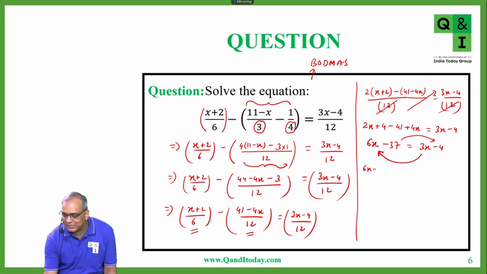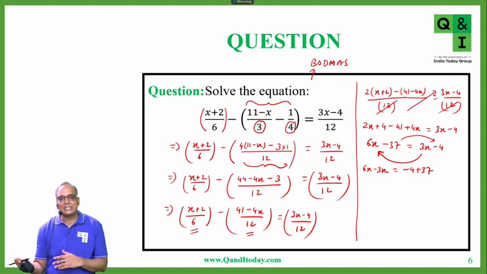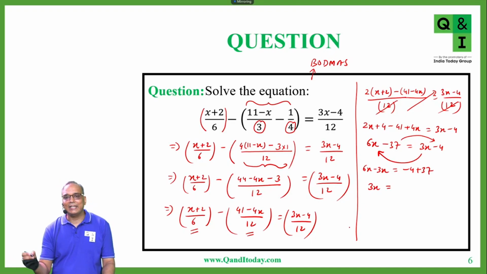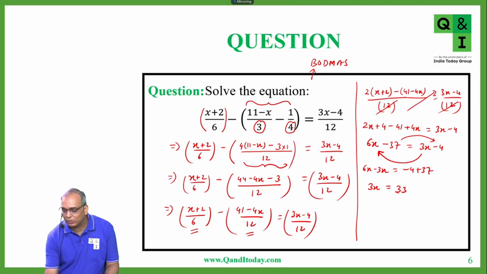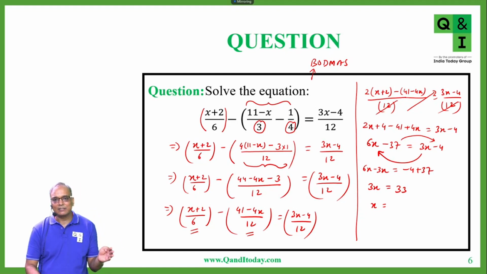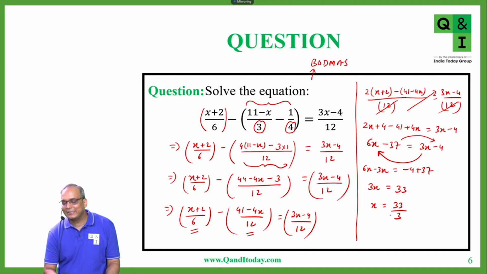So this will become 6x minus 3x is equal to minus 4 plus 37. Minus 37, when it goes from left hand side to right hand side, it will become plus 37. So 6x minus 3x is equal to 3x, and 37 minus 4 is equal to 33. So now x can be written as, because 3 is in multiplication with x, when it goes to the other side, it will go in division. So 33 divided by 3. Now when you solve this, you will get the value of x is 11.